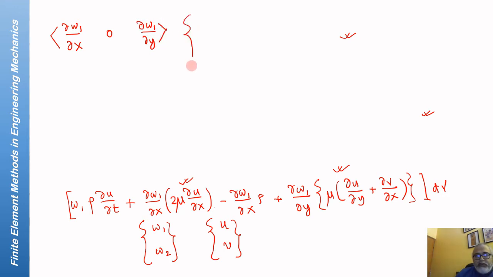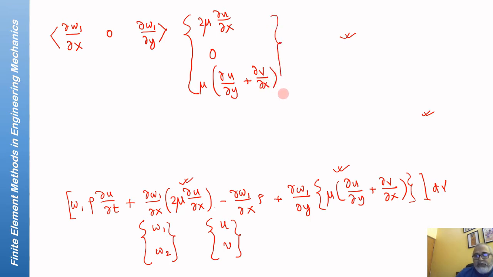times 2 mu del U del X, then 0, then mu times del U del Y plus del V del X. You can ask me why I'm putting these zeros here. I'm keeping room for handling the second equation. You will see that in a moment.